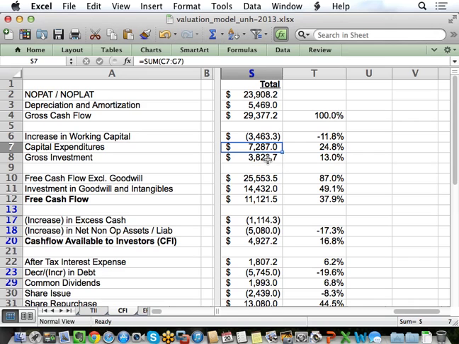Reinvestment rate. What's their reinvestment rate? 13%. They're taking 13% of their cash profits and they're putting it back into their business. Working capital, and capital expenditures. Right? Now, again, this is a formalized definition.